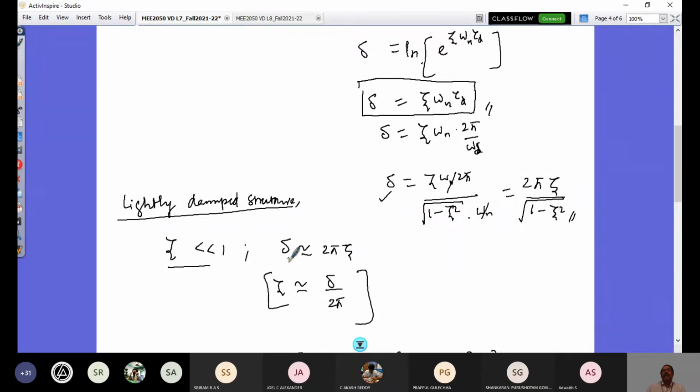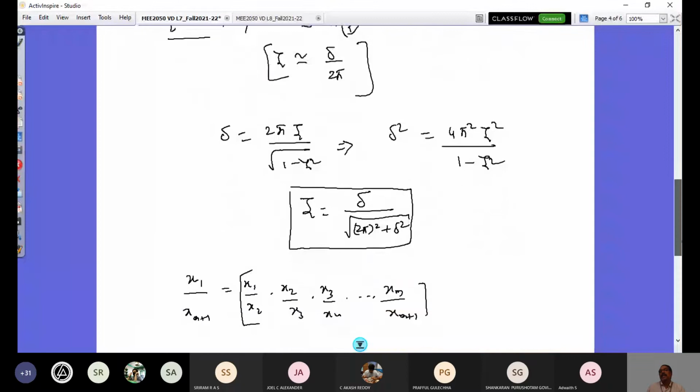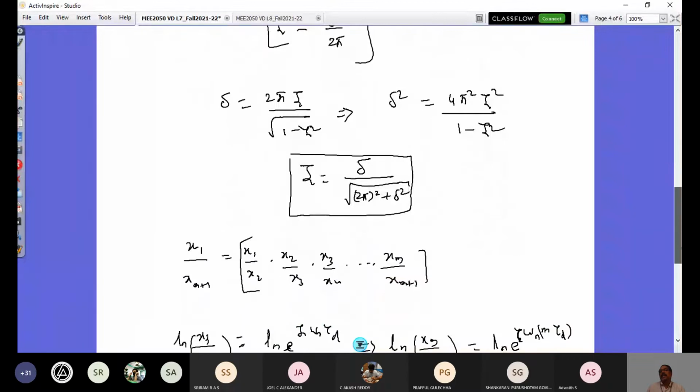Logarithmic decrement is something that we can find out experimentally. I divide that by 2 pi, and I'll be able to know the system damping, that is the damping ratio. That's the reason we need to understand this definition of logarithmic decrement. And you can now express damping ratio as a function of logarithmic decrement with respect to this smaller manipulation. Square both sides and then rearrange the terms, so you get your expression for zeta as a function of logarithmic decrement.